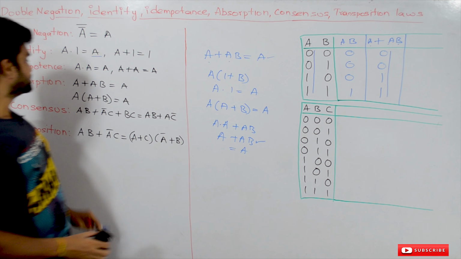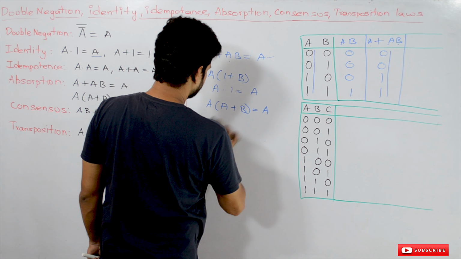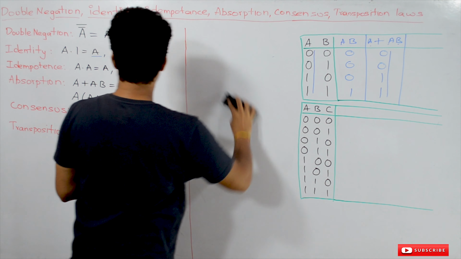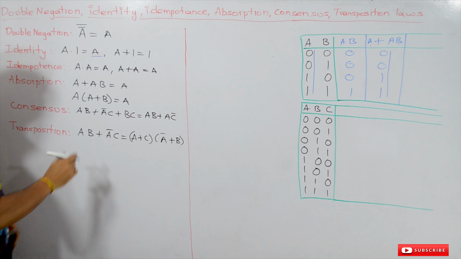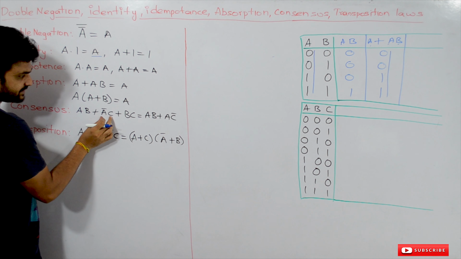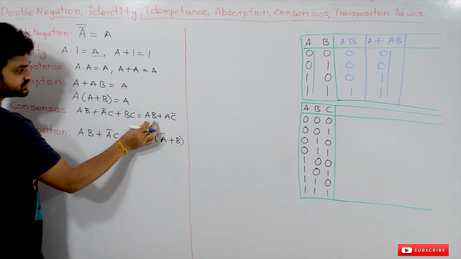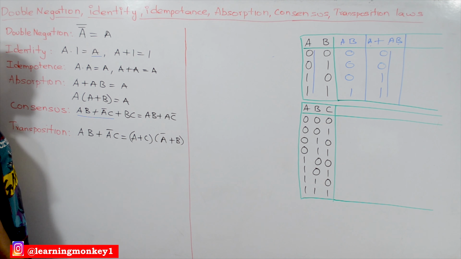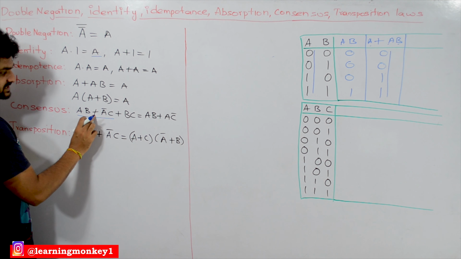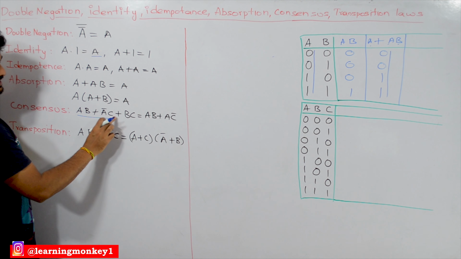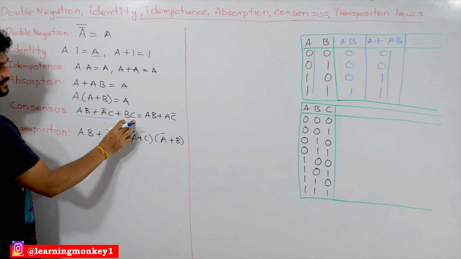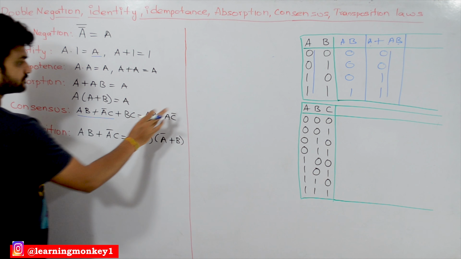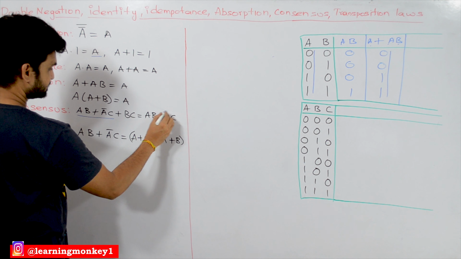And the next one is the consensus theorem. What this consensus theorem says is AB plus A bar C plus BC is going to be AB plus A bar C. Are you able to get this? AB plus A bar C plus BC is going to be AB plus A bar C. Sorry, this is A bar C.